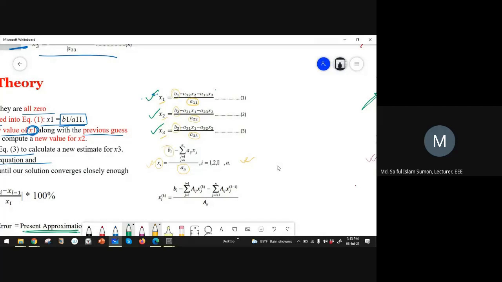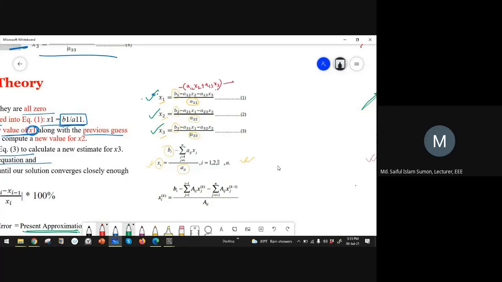Are you okay till now? Yes, sir. Very good. So now, to find the rest of the portion, you will be able to see this is all minus. So this minus a12 x2 plus a13 x3.